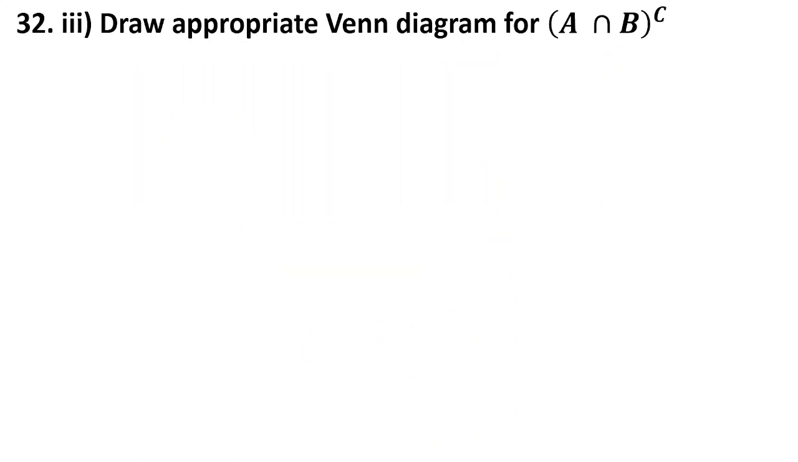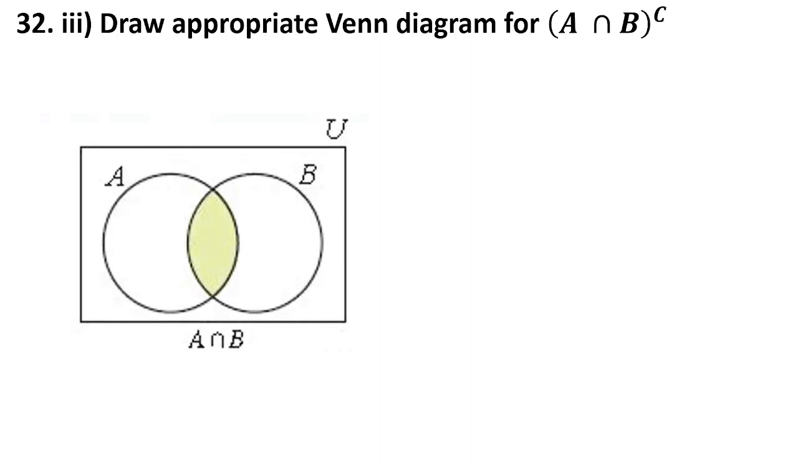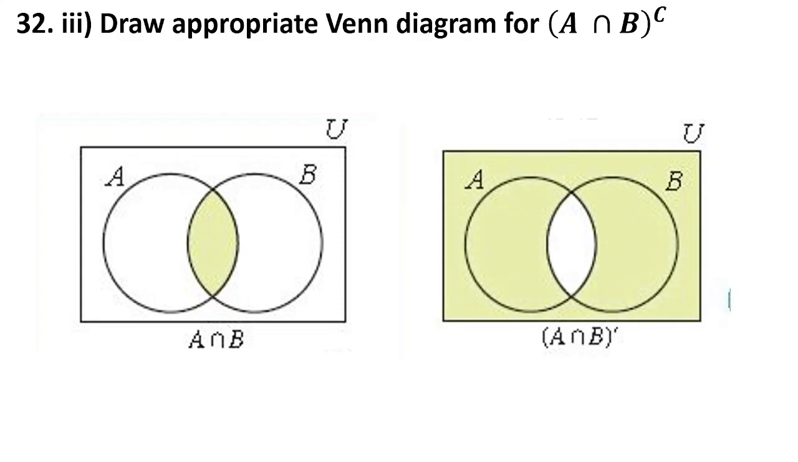Number 3, (A intersection B) the complement. First I will draw A intersection B. I want which are not this, outside. Therefore, (A intersection B) dash. That is (A intersection B) complement.